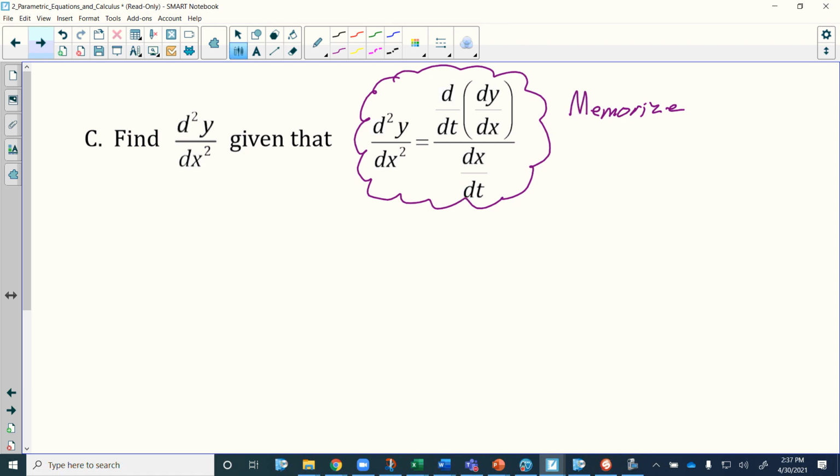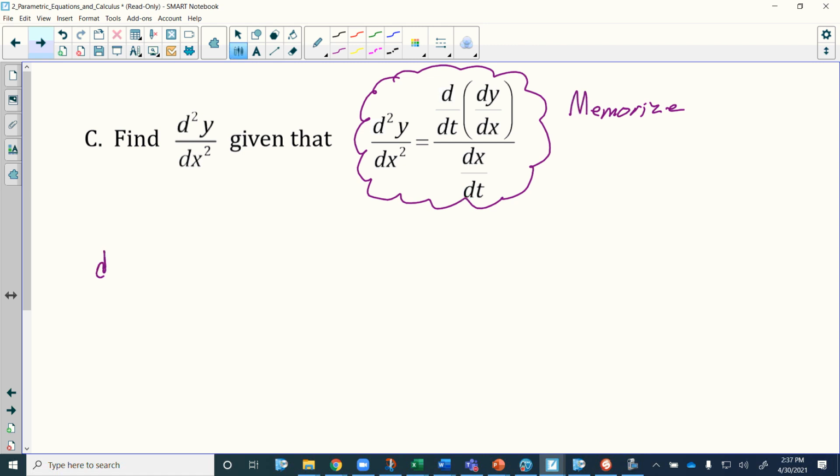This is going to be something you need to know what it is and how to do it. So the second derivative, the way that we read that, d squared y over dx squared, because we're taking the derivative with respect to x twice, is going to be d dt, meaning the derivative of what we just found, dy dx, over dx dt. So let me just go ahead and write that down there because it's kind of a weird thing.